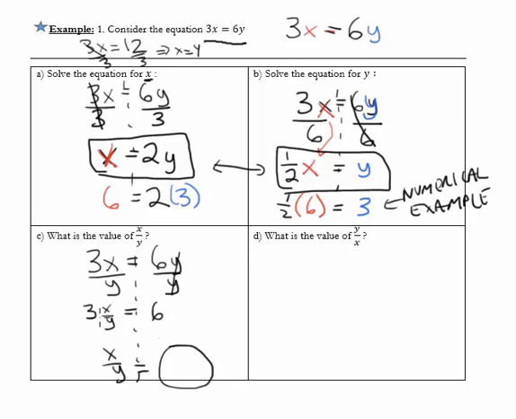Now, my goal is to get this quantity x over y all alone, right? That's my goal. And what's in the way? If I view this as one thing instead of two things, instead of x and y, I view this as one whole object. What's in the way? 3. So what can we do? Let's divide both sides by 3. Let's do it, right? Look, the 3's cancel. x over y equals 6 divided by 3, which is just 2.